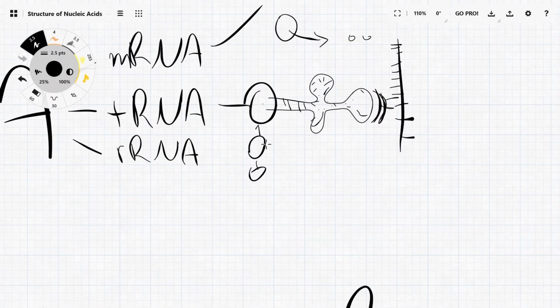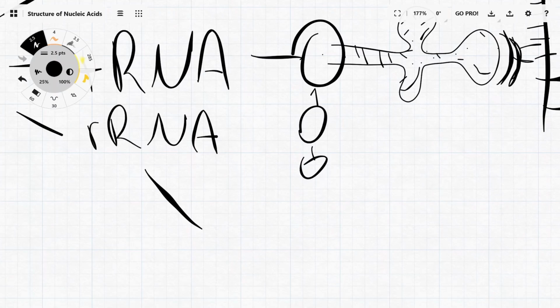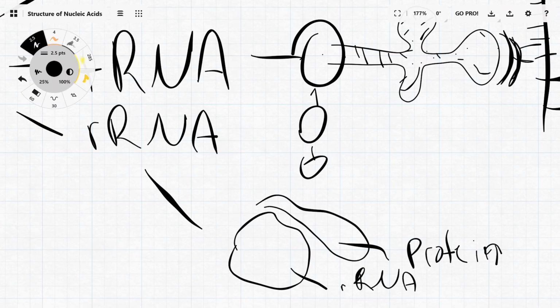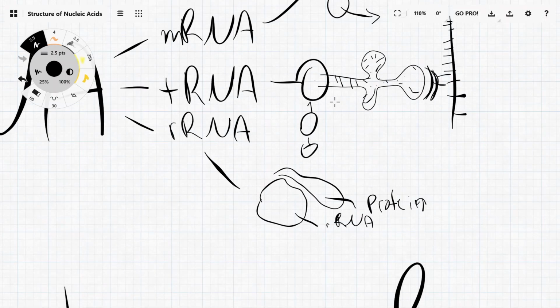And rRNA, the overall structure of rRNA is a sort of spherical shape. So it's a spherical shape. It mainly is a structural component of ribosomes, as mentioned previously. So ribosomes are composed of protein and rRNA. And its primary function is involved in the process of protein synthesis.